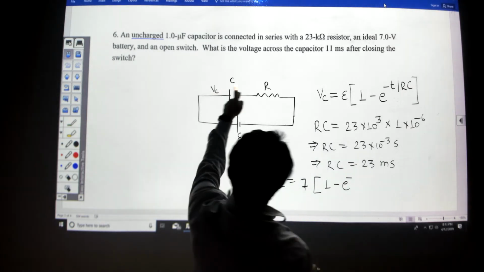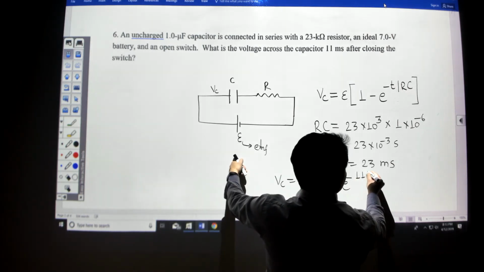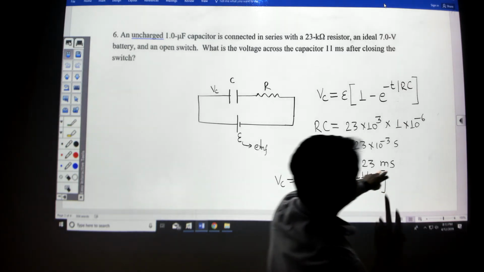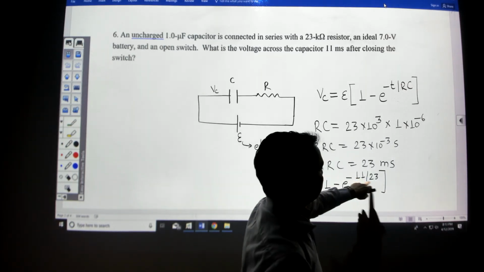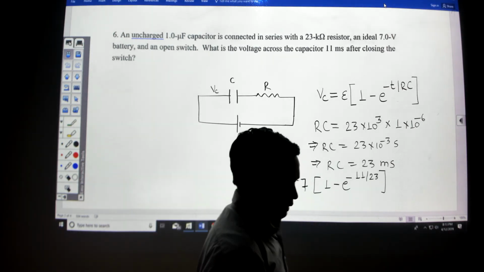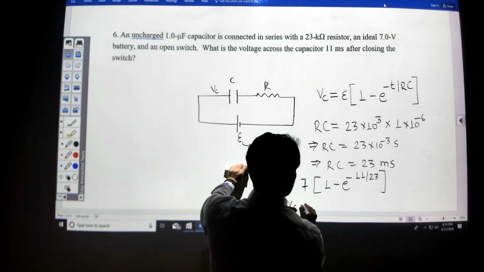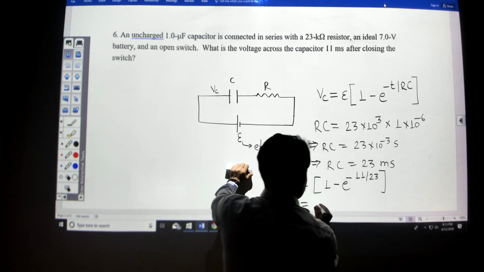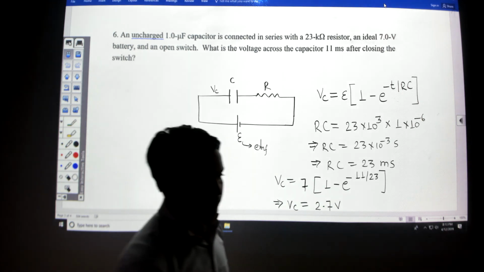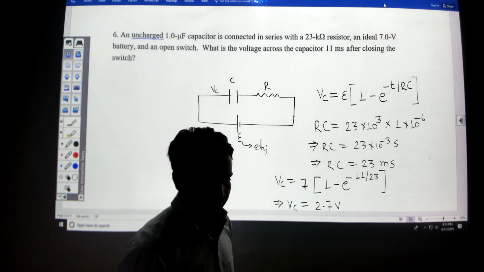The time is given as 11 milliseconds. So just putting in the 11, and RC is 23. And remember, I've made both units the same, this time and this time, millisecond and millisecond. Okay, and if you do the math, the number you will get for VC is 2.7 volt. 2.7 volt. That's the answer. Okay, you just have to use the calculator. That's it.